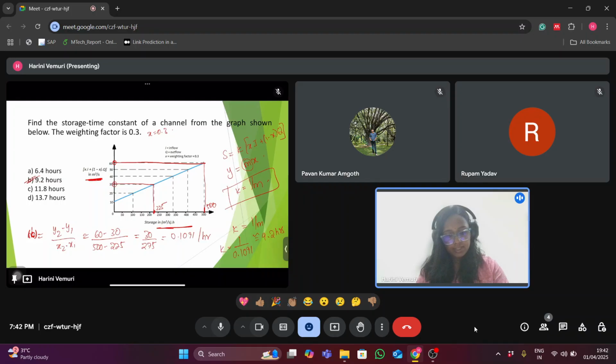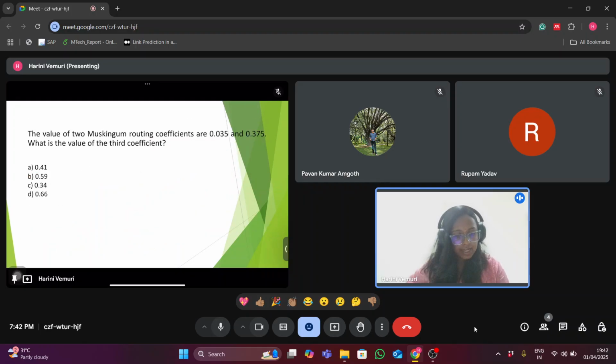The next is, they have said that the two Muskingum routing coefficients are 0.035 and 0.375. What is the third value? If you remember, the sum of all the three coefficients should be equal to 1. So 0.035 plus 0.375 plus the third coefficient, let me assume it as C, should be equal to 1. So C is equal to 1 minus 0.41, that is equal to 0.59. So option B.